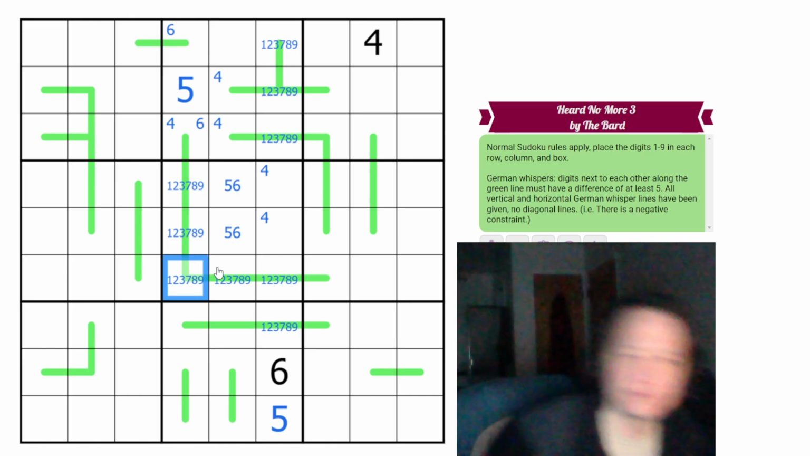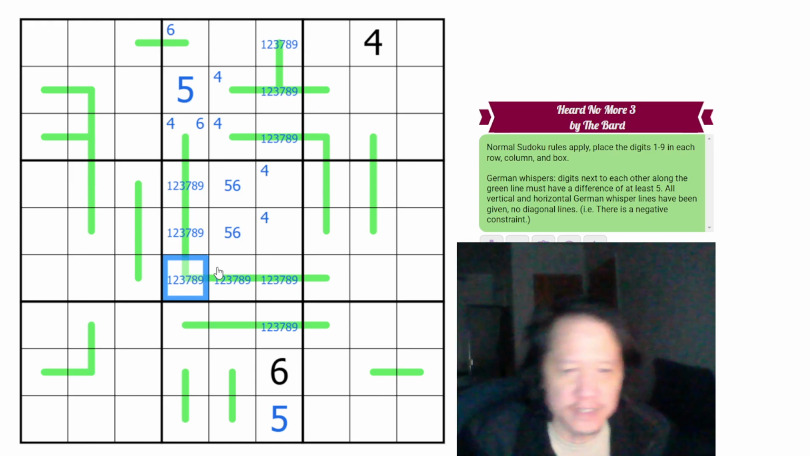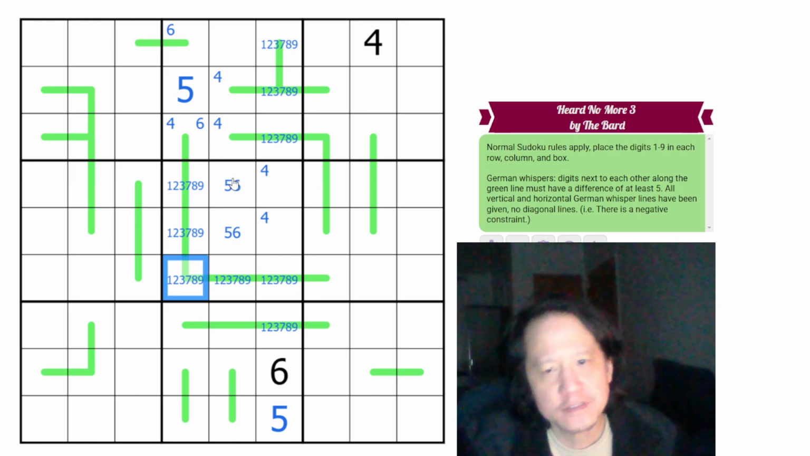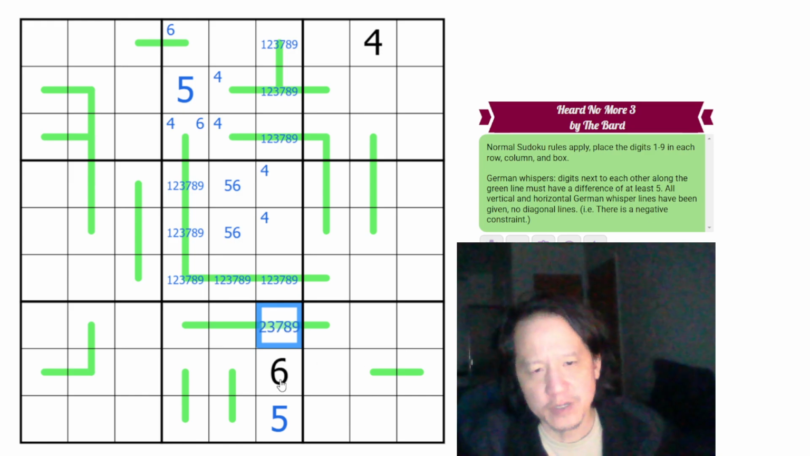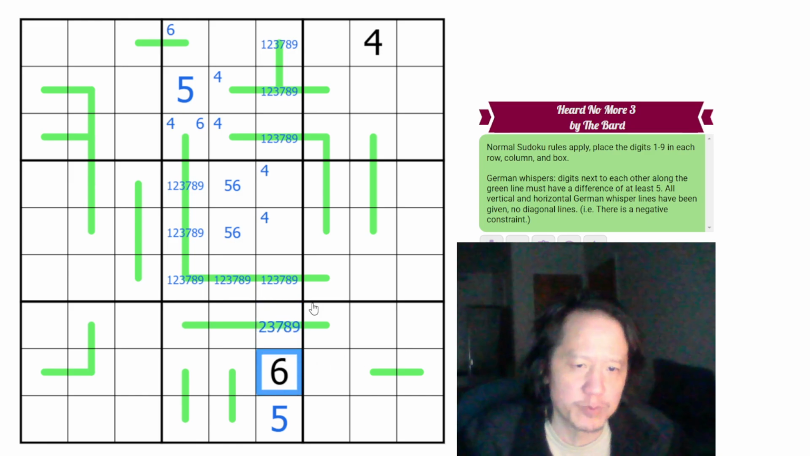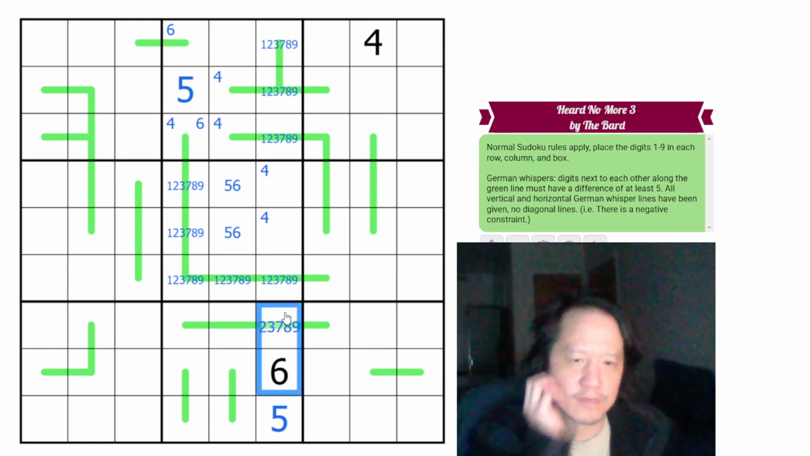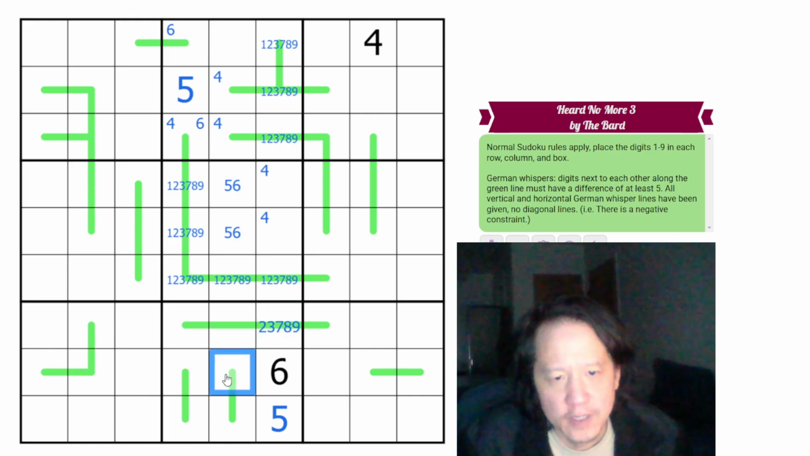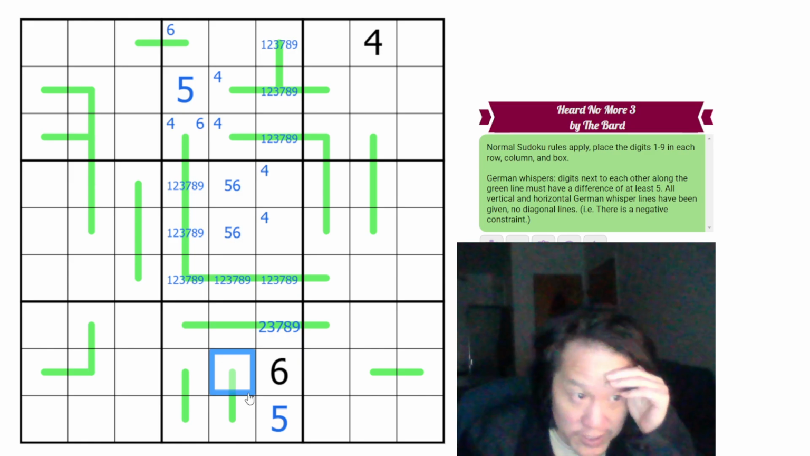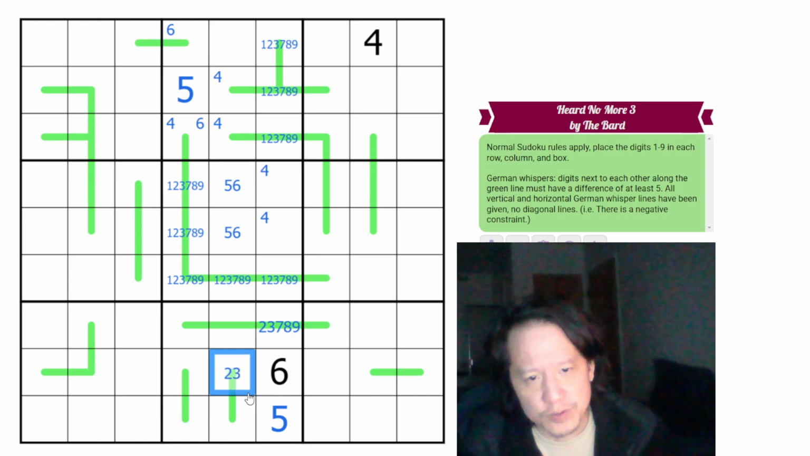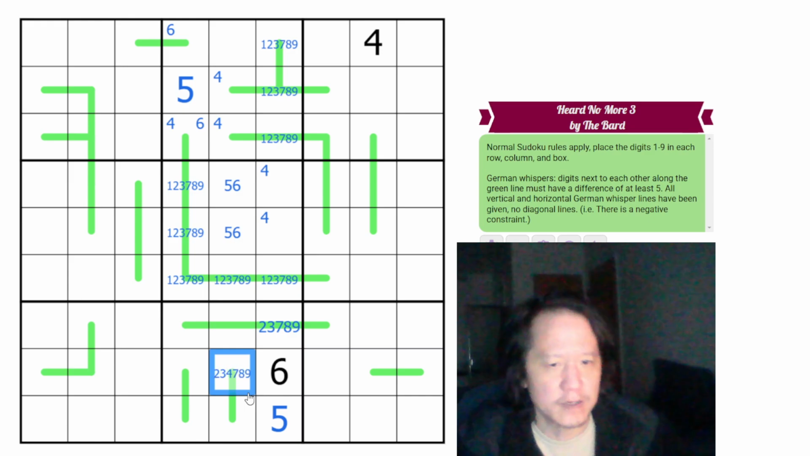I'm actually not sure how to approach this. This is interesting. I mean, the fives are the obvious ones, to give you information. This can't be 1, because again, this would have to be a German whisper line going into there, if that's the 1, because of the negative constraint. This also cannot be 1, but that doesn't really tell us much information. It could be 2, 3, 4, 7, 8, or 9.